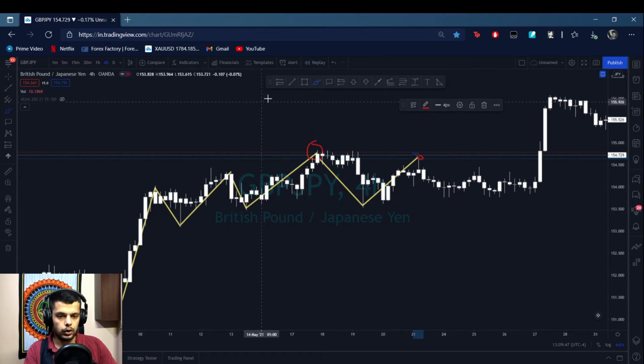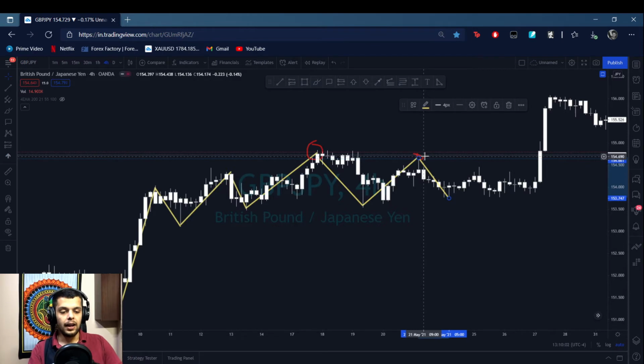Then again it moves forward and makes another low, but this time the low is higher than the previous low. So again, you might think this is a trending market, it's going upwards or something, but because it made a lower high, it's not an upward trend, and it's not a downward trend either, because the market is not breaking the previous lows.